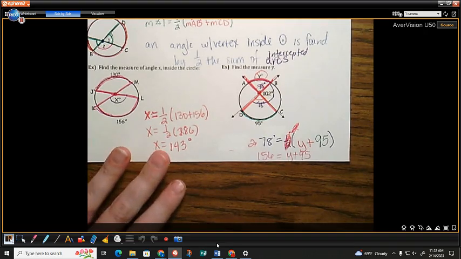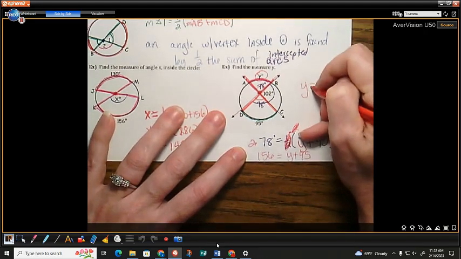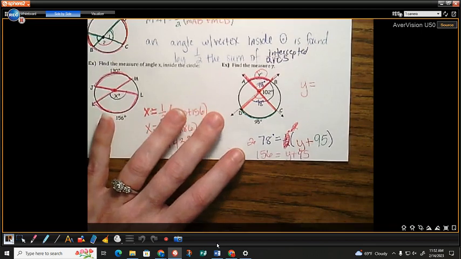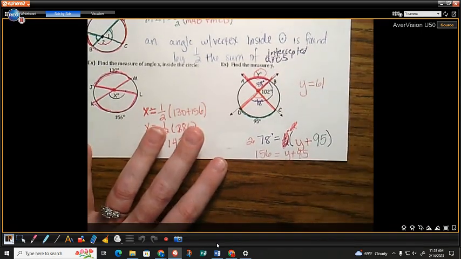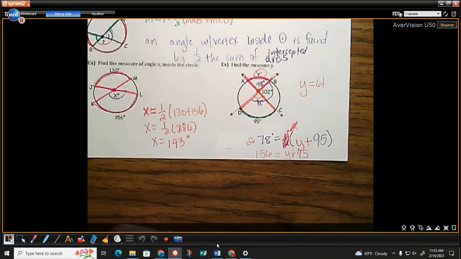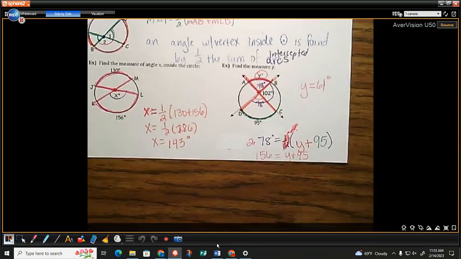And so someone with a calculator, will you figure out how much y comes out to be when you... 61, you said? And you would be so close to being right. You'd put your degrees and you'd be done.